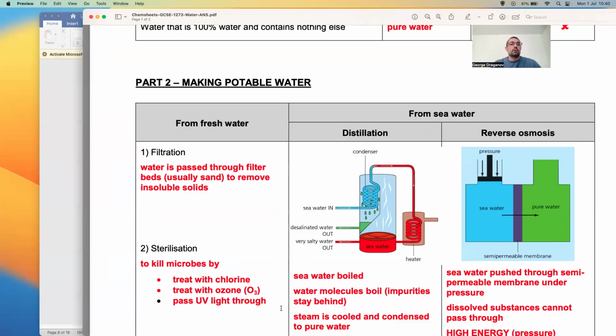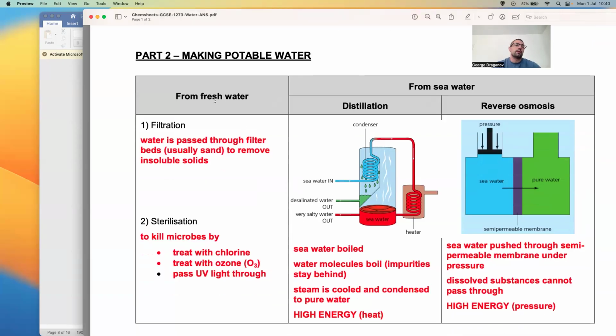You can either treat it with chlorine, so you add chlorine to it. But if you use too much, then it's toxic. You can fire ozone at it, O3, or you can fire strong UV light through it, and that will kill the microbes and sterilize it. I'll probably go for the second two bullet points as opposed to the chlorine. And that's how we get our fresh water into potable water in the UK.